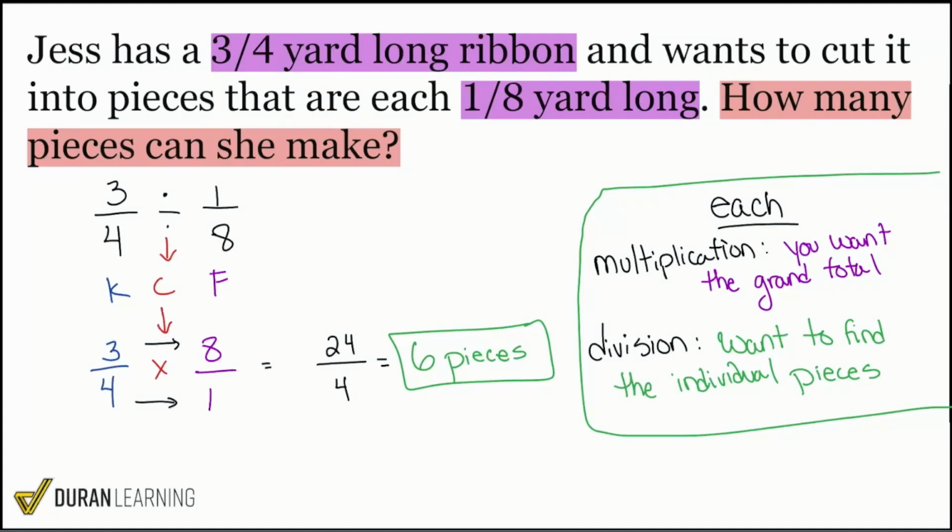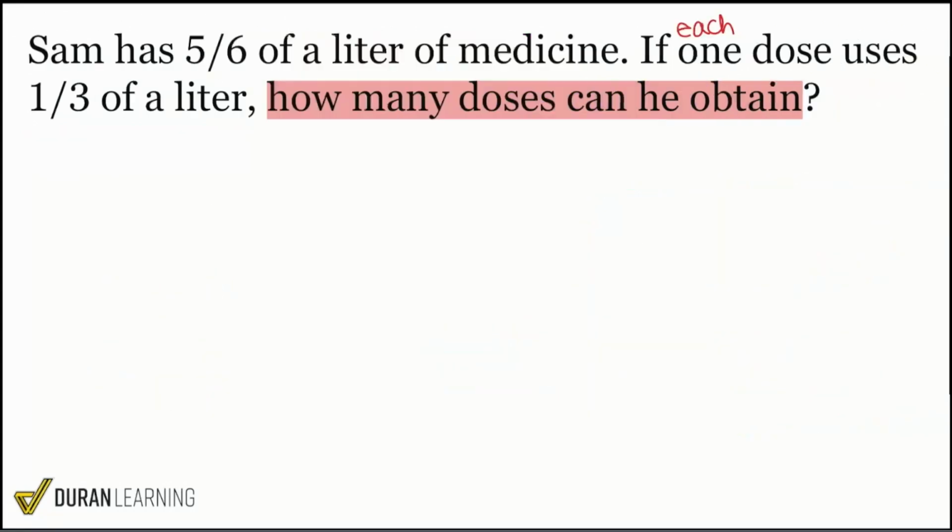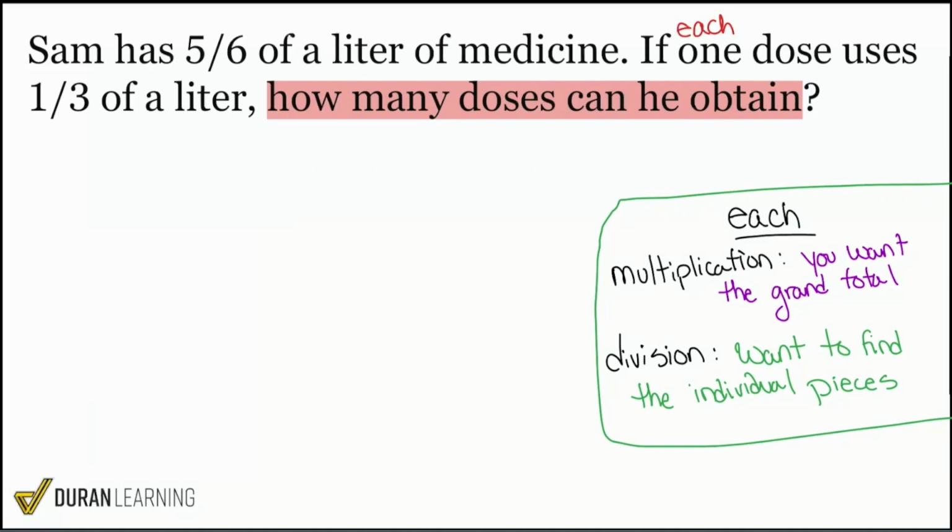Let me grab this from the previous problem. I got y'all. Let me copy that and paste it right here. So again, if we want to find the individual pieces, how many individual doses we can obtain, it will be division. So we'll start off with our grand total, 5/6, and then we will divide by each dose. Each dose is 1/3 of a liter. If we do it this way, we will get to the number of doses that we can obtain. Everybody, are we ready to straight up do something, or is there something we have to do before we actually perform this operation? Yeah. KCF, keep, change, flip, just like we did previously.